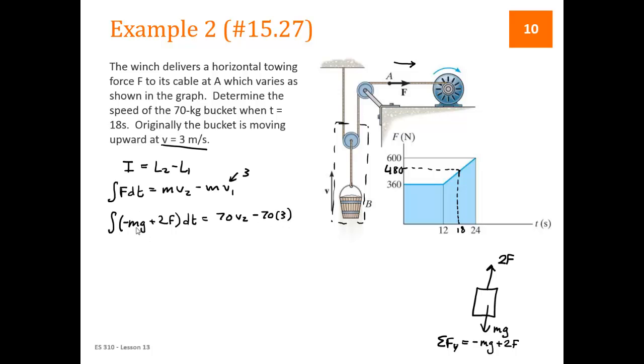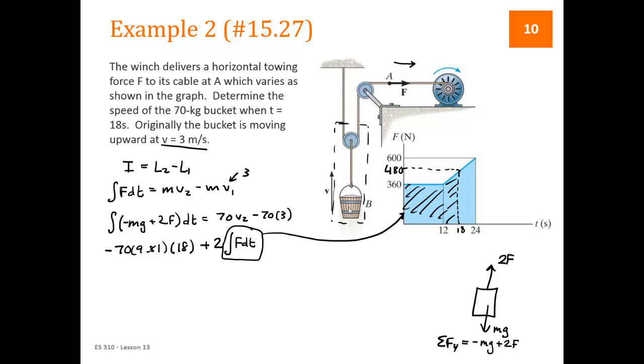mg is just a constant. So we take the integral of a constant number, you get minus 70 times 9.81 times the time, which is 18 seconds, plus the integral of 2F. Well, let's move the 2 out: 2 times the integral of F dt. The integral of F dt is equal to this area, right, if we shade this in here. So we'll come back to that in a second. That's going to equal 70 V2 minus 70 times 3.